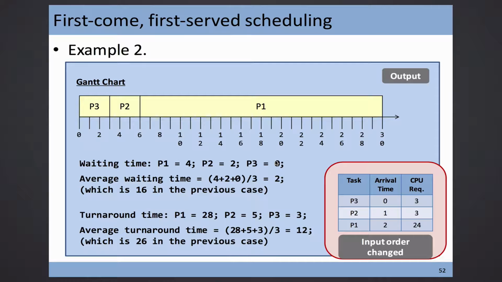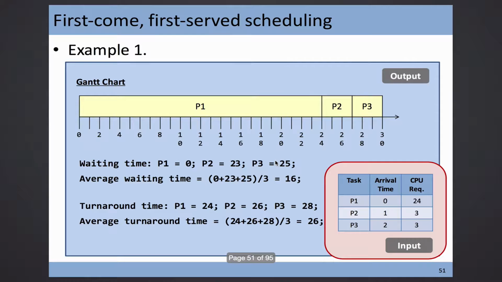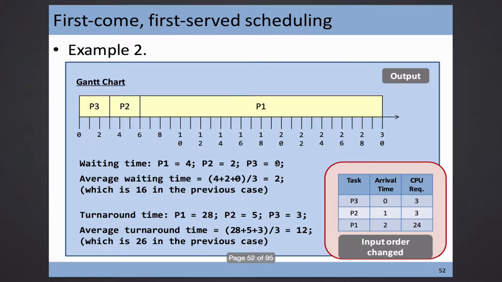So in the entire throughput, you can do a calculation. This throughput means that the average unhappiness is 2. In the previous case, the average unhappiness is 16. All right. So what can you say about this? What can you say about this?